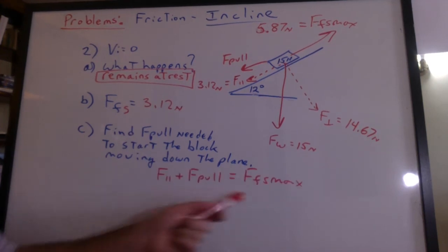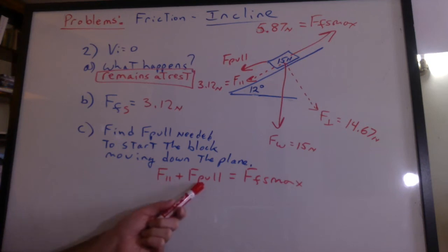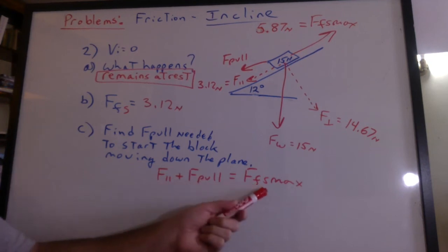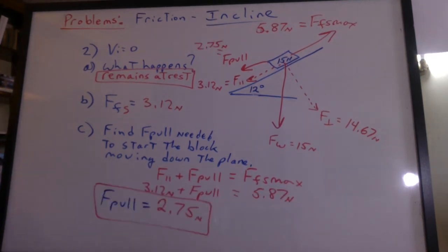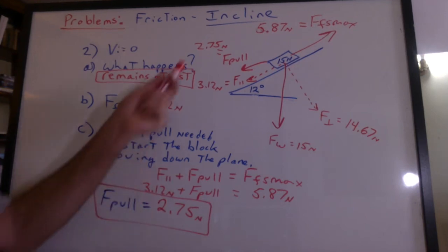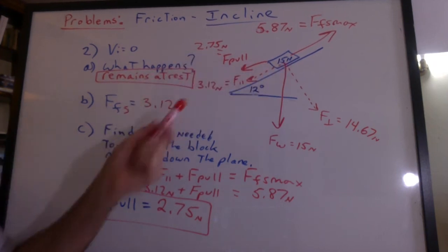Can you picture the math? If you have to, you could write an equation. The force going down the plane due to gravity, plus your pull down the plane, has to overcome this force of static friction maximum. Solve for F pull. And you get 2.75 newtons. As soon as I pull a millionth of a newton more than that, this is going to break and it's going to come down.